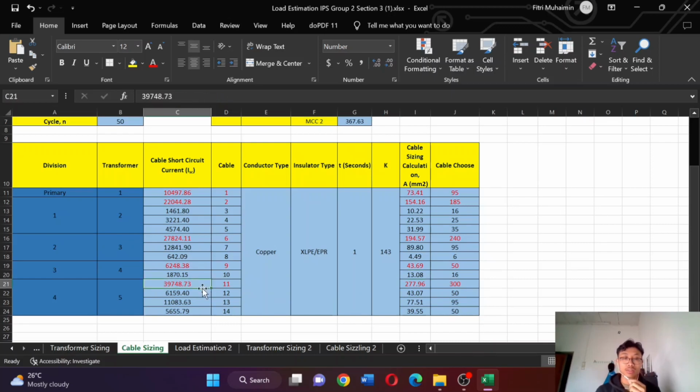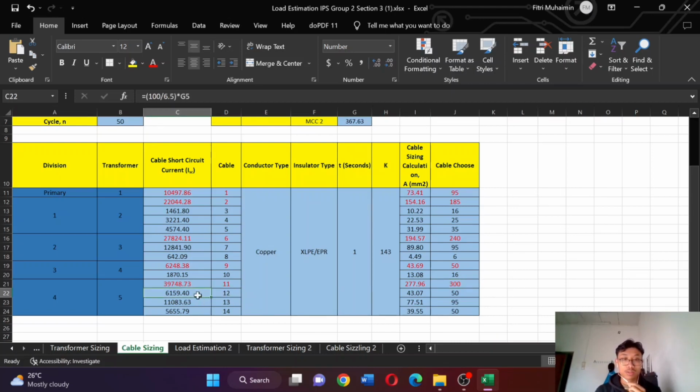For the last transformer, which is transformer 5, we get the ISC is 39748.73. The A is 277.96. So the size of the cable that we choose is 300.